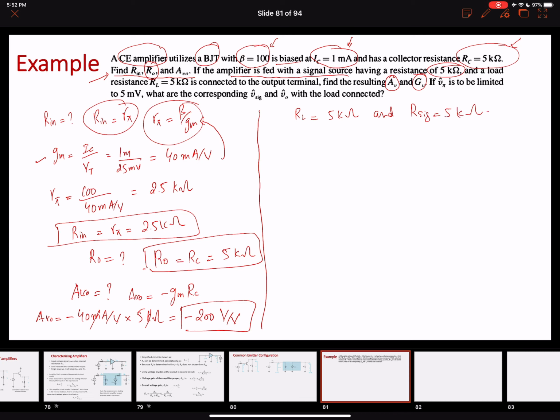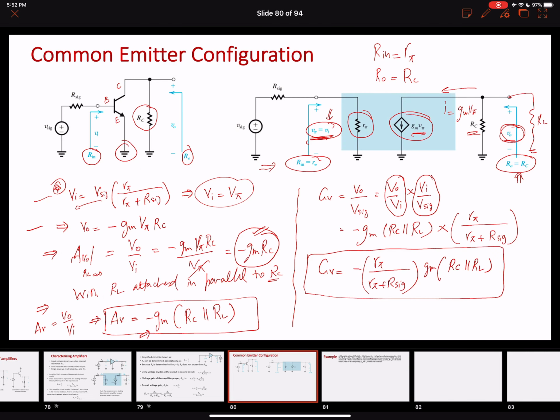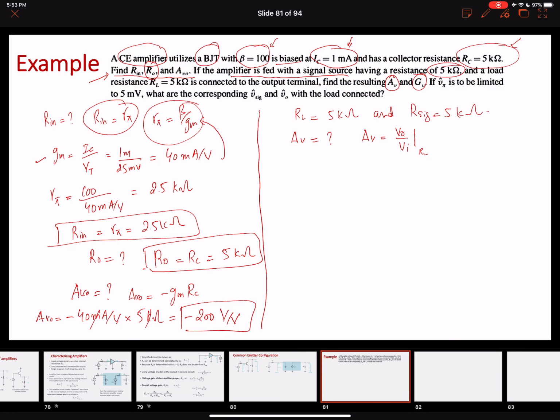All right, so now we are interested in finding out the voltage gain of an amplifier. Again, AV was equal to V0 over VI with RL, when the load resistance is attached, meaning that there is a load resistor there. So we can look at the formula again, going back here. Okay, so this is our equation for voltage gain with the load resistance attached: minus GM RC in parallel with RL. So I'm just going to directly use this. AV is minus GM, RC in parallel with RL.